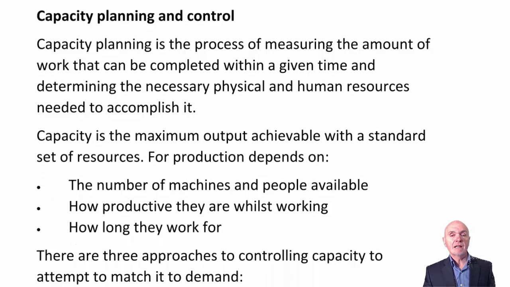Capacity planning and control is another operations management tool. It's a process of measuring the amount of work that can be completed within a given time, either because we're constrained by something. It could be the machines, it could be the people, it could be delivering, it could be laying our hands on and getting goods coming in, and so on. There's some sort of physical and human resources there.